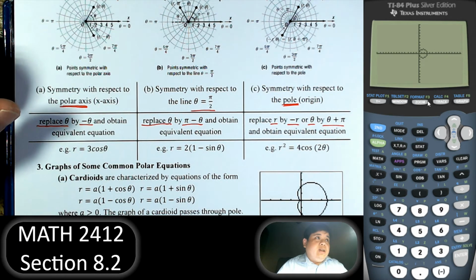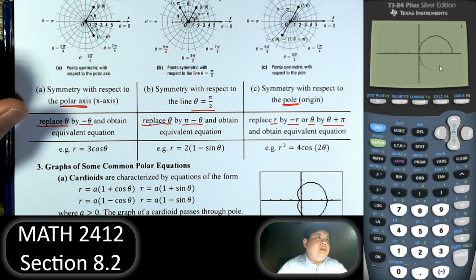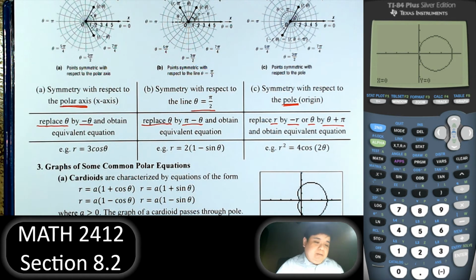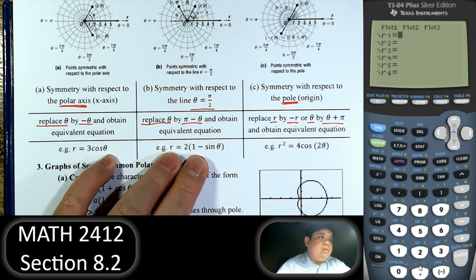It is symmetric on the line y equal to x. Yeah, symmetric to the line y equal to x, upper half and lower half. Now let's graph this one. r equal to 1 minus sine theta.